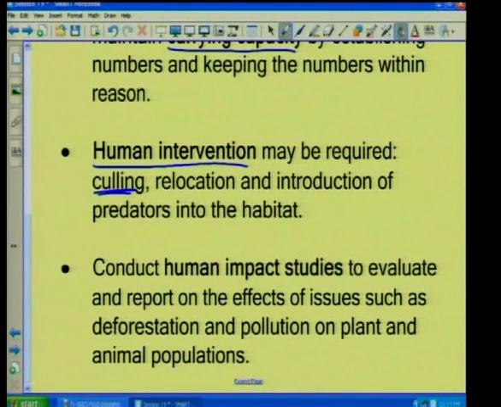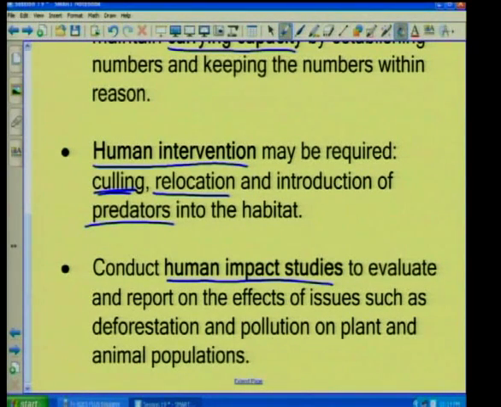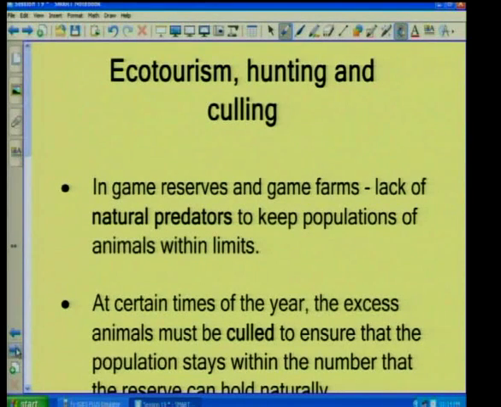And that's when we have culling. So they either cull the animals, they kill them, or they relocate them to another farm or another place, or they introduce natural predators into the habitat. And we have to conduct impact studies. And what those impact studies do is they say, okay, by doing this thing, you are affecting the environment in A, B, C, D, E, F, G. If we do this, we're going to influence it that way. And if we do that, we influence it in this way. What is it that we want as human beings? So we conduct impact studies, and what they do is they tell us, for example, deforestation and pollution and the effects that has on plants and animals, and how are we going to stop it? So they start putting strategies together.